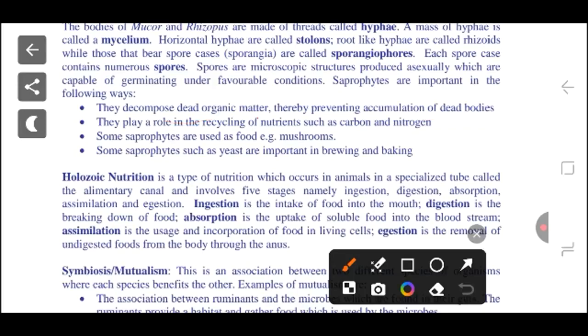Number two, they play a role in the recycling of nutrients such as carbon and nitrogen. Number three, some saprophytes are used as food. For example, a mushroom is a saprophyte. The last one: some saprophytes such as yeast are important in brewing and baking.